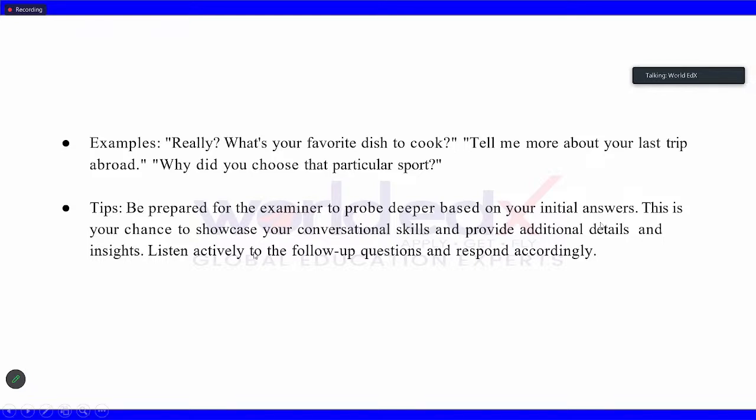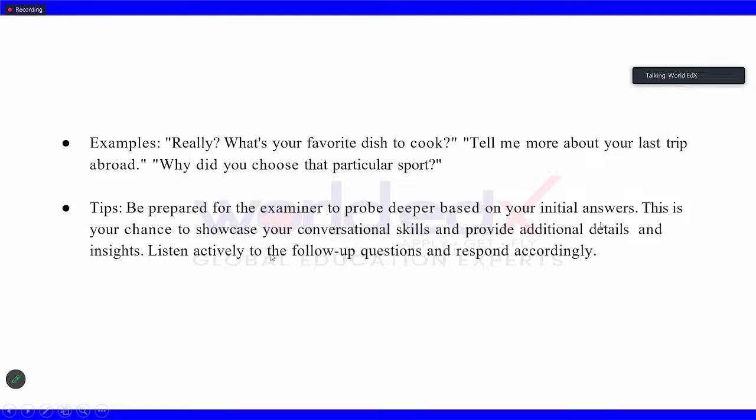Do not feel negative if the examiner is asking you more questions. He is trying to gain more vocabulary from your end. He is quite interested in your speaking skills. That is why he's asking you more and more questions. And in the end, that will definitely help you get a good band. So converse as much as you can.